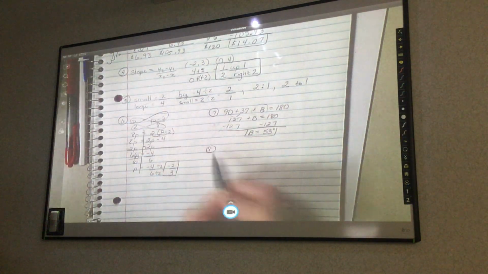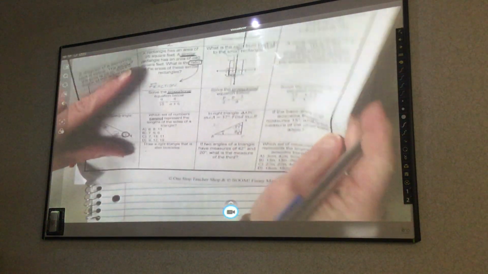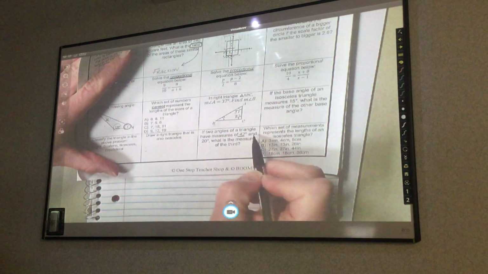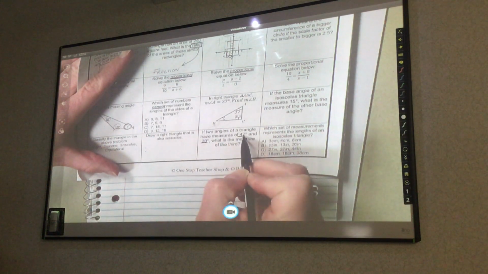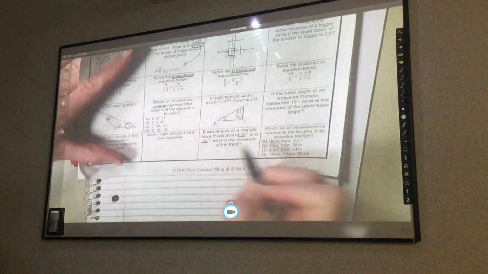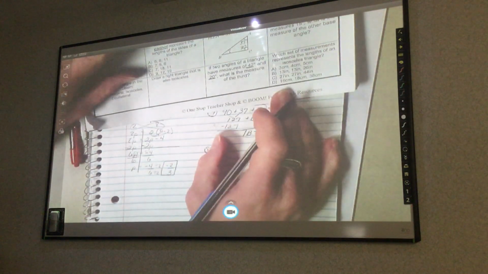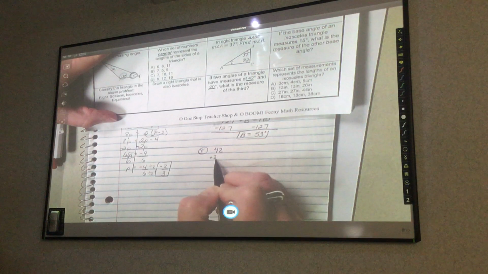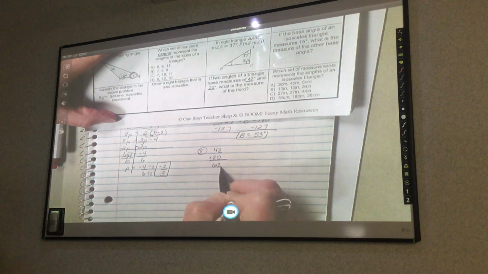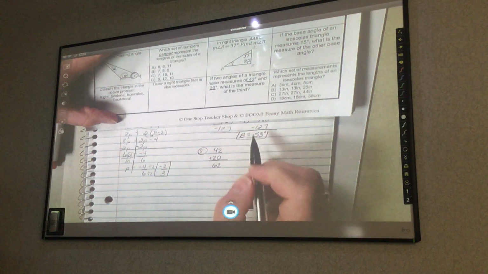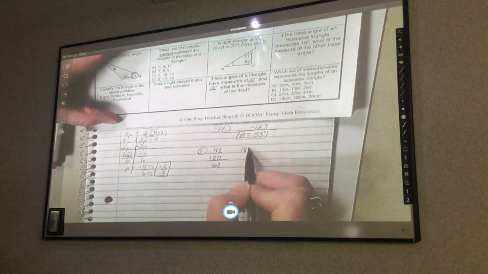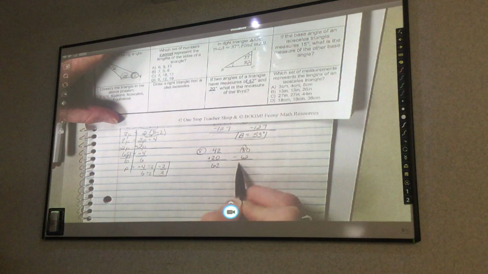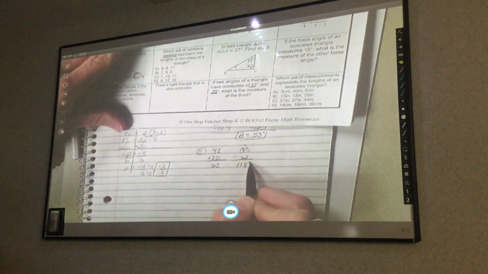8. If two angles of a triangle have measures of 42 and 20, what is the measure of the third? So I'm going to do this without an equation this time. I'm going to do 42 plus 20 is 62. And I know that the angle measurements have to add up to 180. So I take 180 minus 62, and I get 118 degrees.